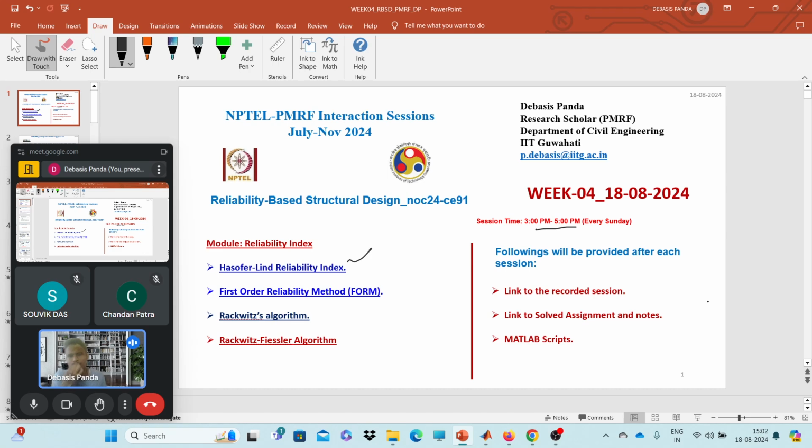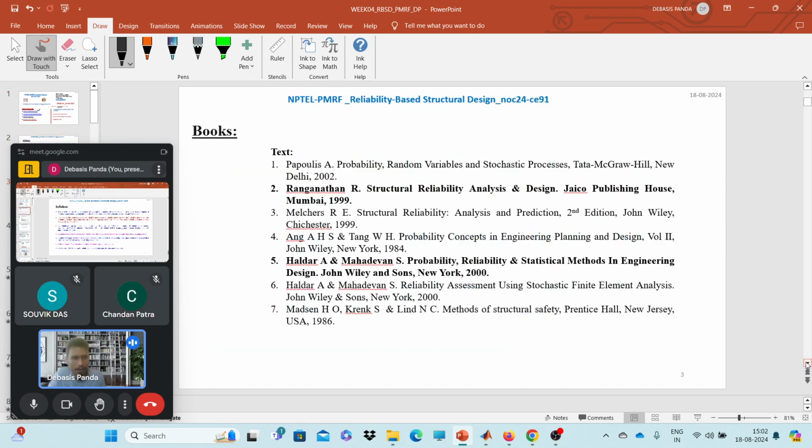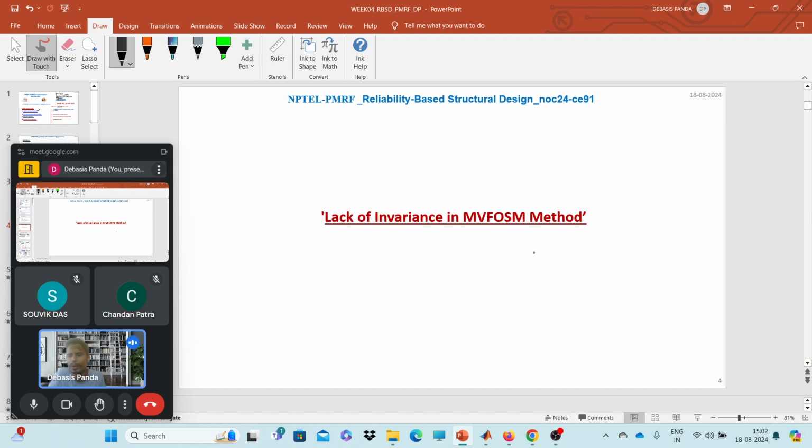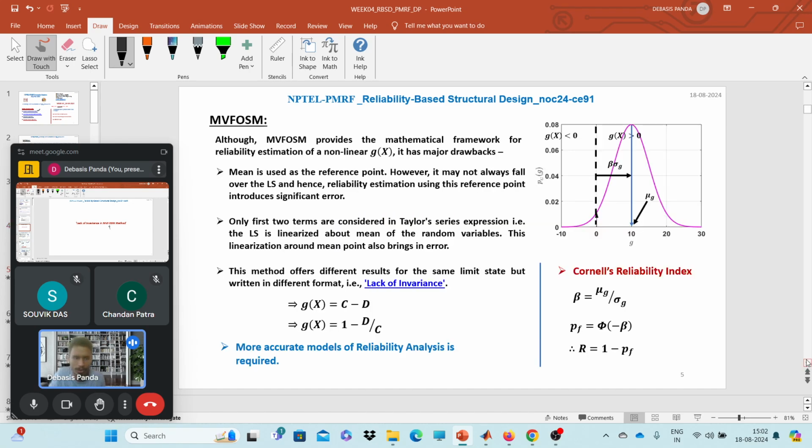During the last interaction session, we solved problems using the mean value first order second moment method, and we saw some limitations of this method. So let's quickly revisit the mean value first order second moment method and Cornell's reliability index. We derived MVFOSM from variance algebra, considering the Taylor series expansion.